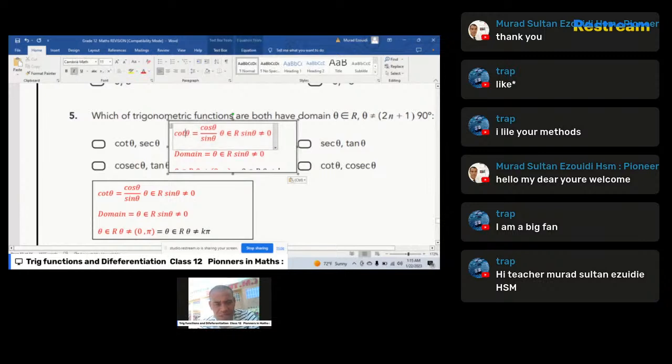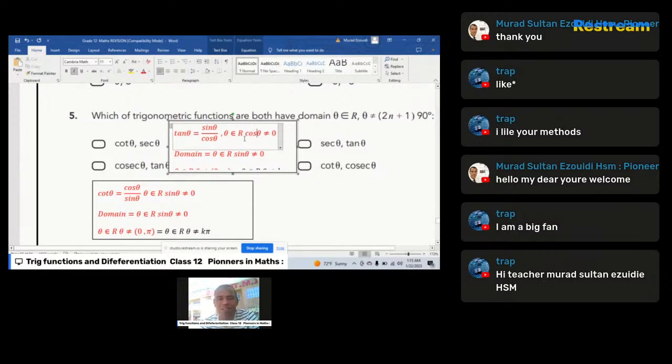Tangent, learners, it's clear that tangent is sine over cosine. Therefore, the domain, in fact, is theta a real number such that cosine of theta is different to 0.